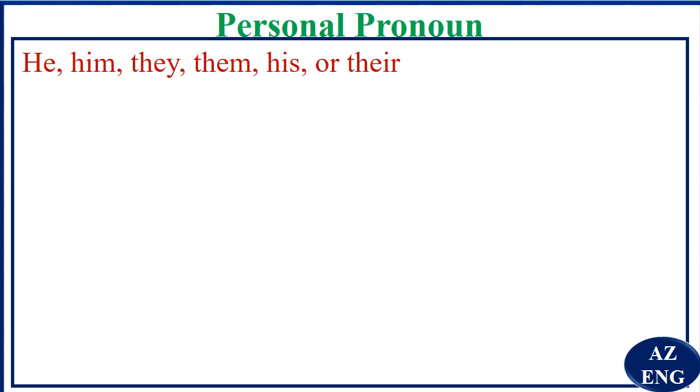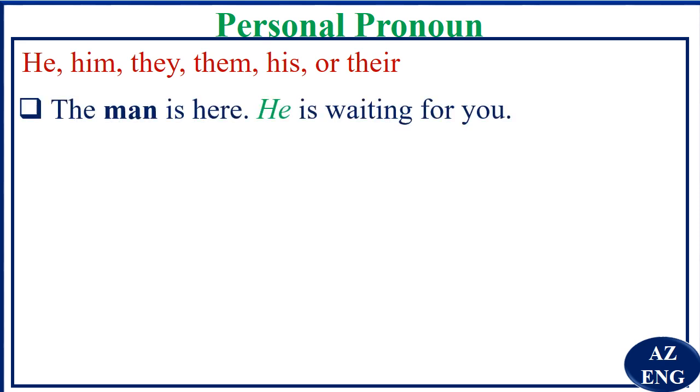Now we've got he, him, they, them, his, or their. What do I mean by this? Don't worry. For example, now the man is here. He is waiting for you. You know that man is a male. A male. So you use he.